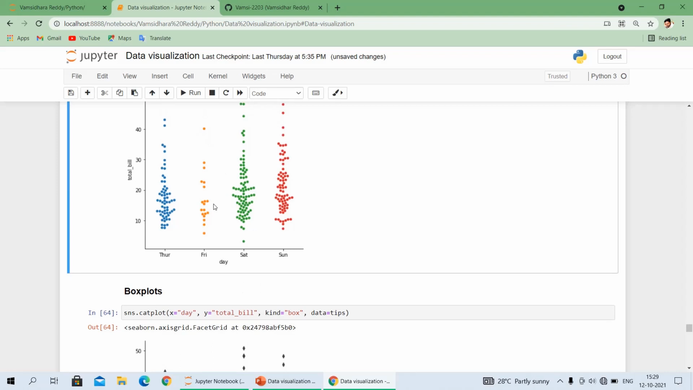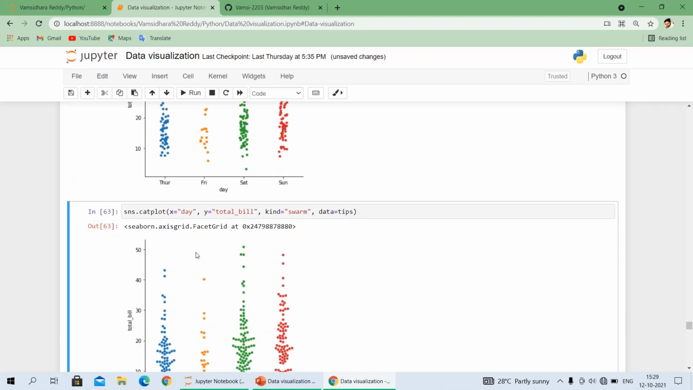For example, take a restaurant. When you compare Thursday, Friday, and Saturday, Saturday is the highest, and we also know Saturday is the highest because it's a weekend. Many people enjoy parties like that. In the same code, we have changed the kind to swarm, so this graph looks like a swarm plot.